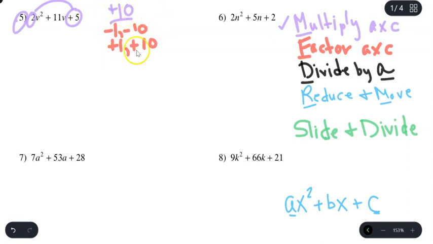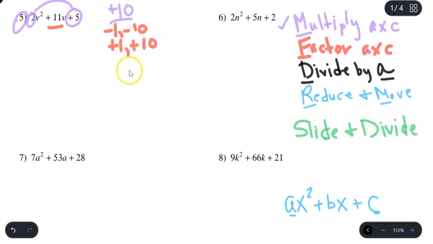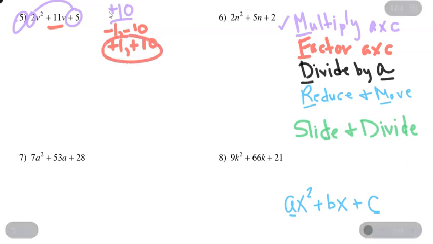Well, I'm looking for two factors that multiply to give me this positive 10, but will add to give me my B term, which in this case is positive 11. Now let's think about this. We've done a lot of factoring already. If I need two numbers to add together to give me a positive, and my only options are negative, negative or positive, positive, then I'm just going to consider the positive positives. Negative 1 plus negative 10 is not going to give me a positive 11. Now, it just so happens that positive 1 and positive 10 work. So that's my factoring piece.